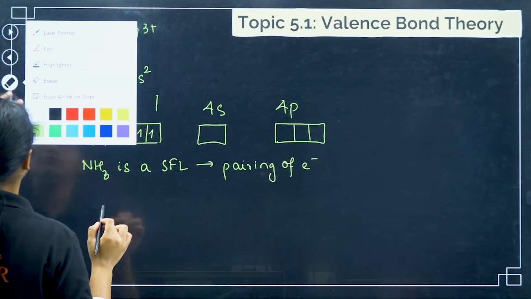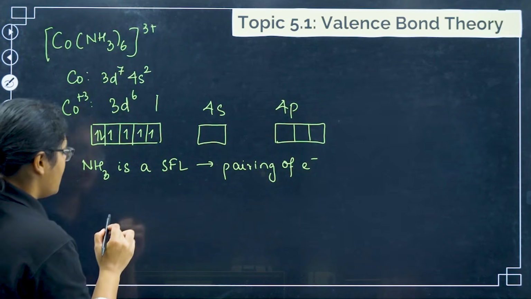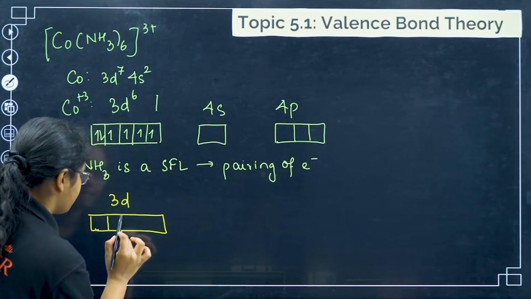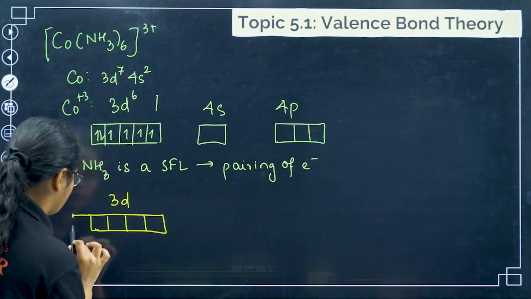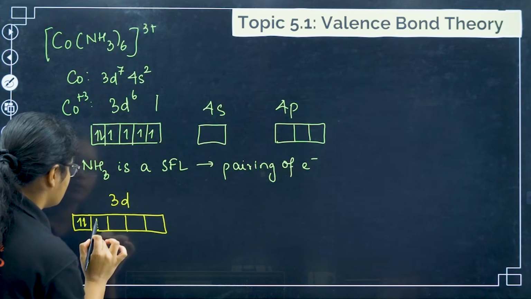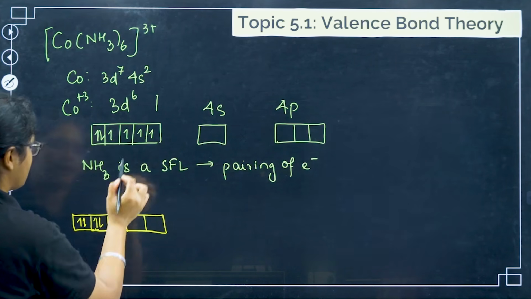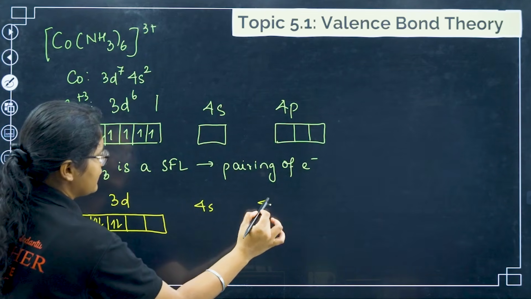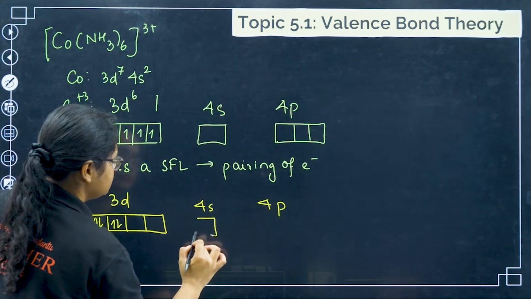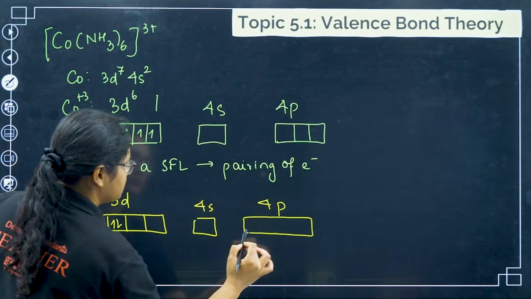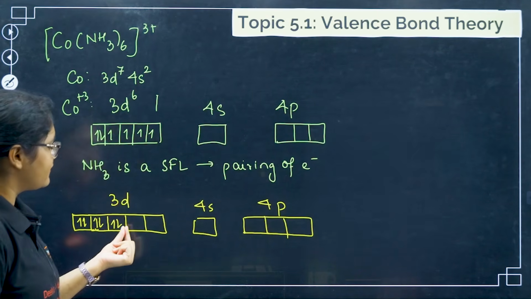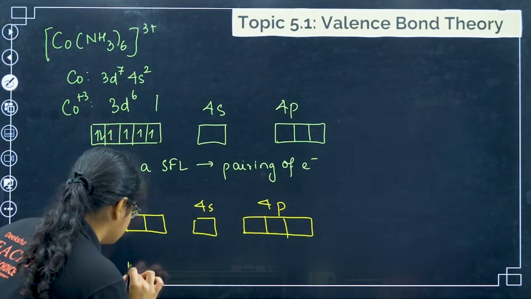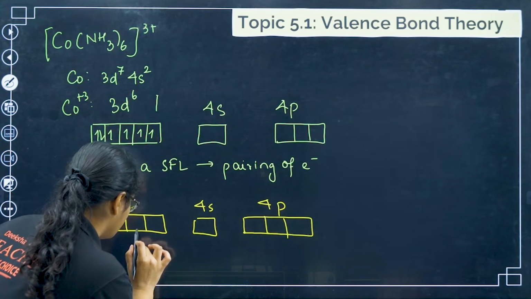So how will the 3d look, if they are already pairing up? We will have one more box, like this: 1, 2, 3, 4, and one more is there. Then you have 4s and you have 4p. Now you see, I have 6 empty orbitals, right? In these 6 empty orbitals, the NH3 can donate its electrons.